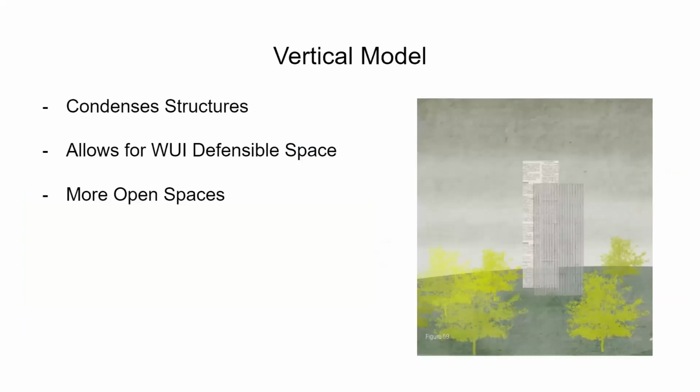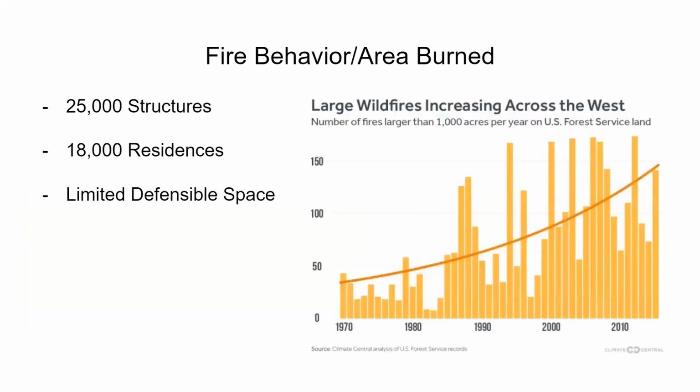Next, the vertical model condenses structures and populations vertically to allow for wildland-urban interface defensible space to be implemented around the vertical infrastructure to protect against wildfire. This model also allows for more open spaces and room for activities.